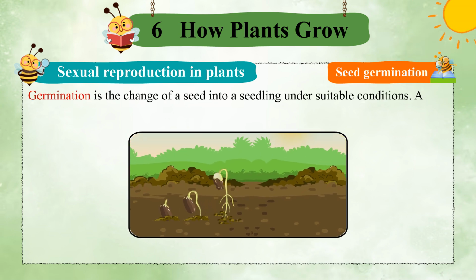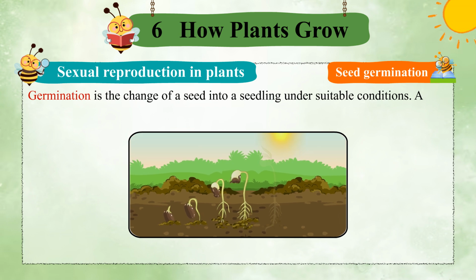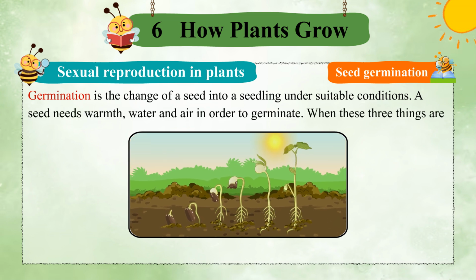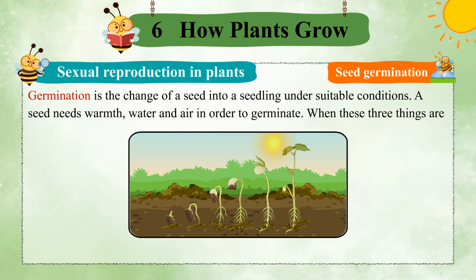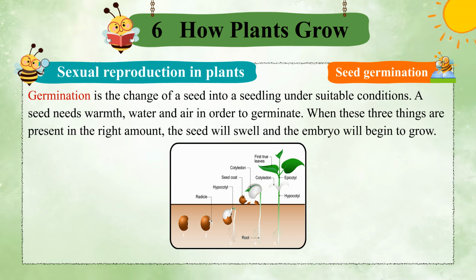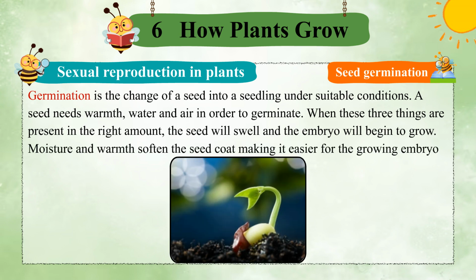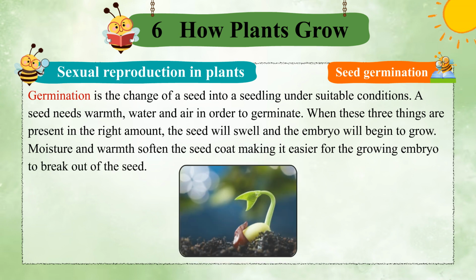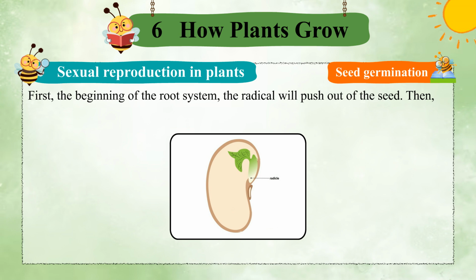Germination is the change of a seed into a seedling under suitable conditions. A seed needs warmth, water, and air in order to germinate. When these three things are present in the right amount, the seed will swell and the embryo will begin to grow. Moisture and warmth soften the seed coat, making it easier for the growing embryo to break out of the seed. First, the beginning of the root system, the radicle, will push out of the seed.